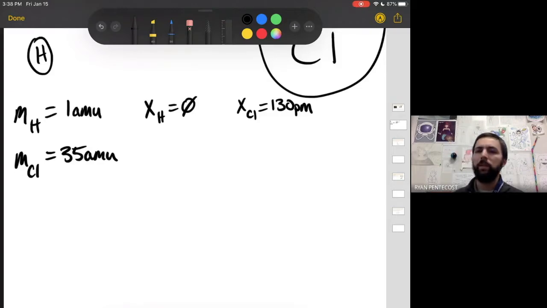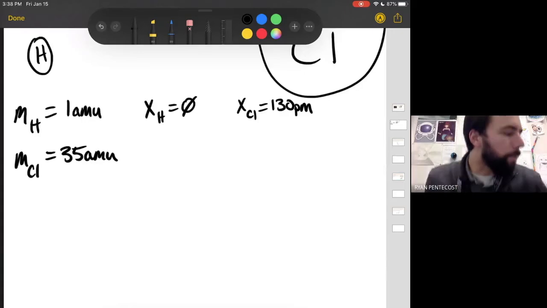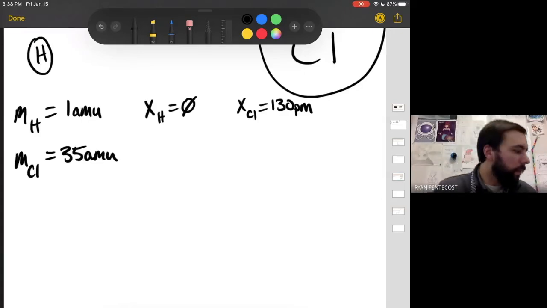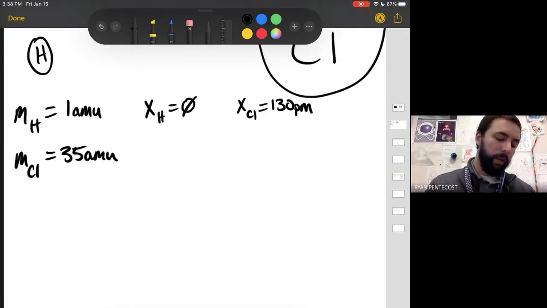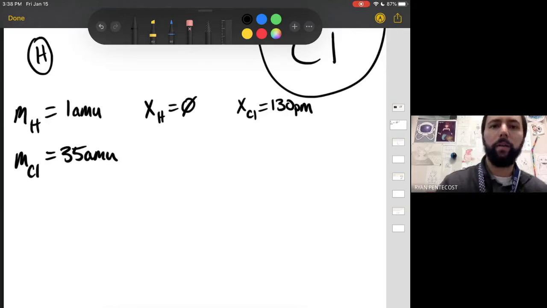Picometers is a really small unit of distance. I think it's 10 to the negative 12. One second. When you look at the AP equation sheets, it is 10 to the negative 12 meters. It goes milli, micro, nano, and pico, going down by threes. So picometer is a distance that we see often when we're talking about atomic distances. So let's do this one first.